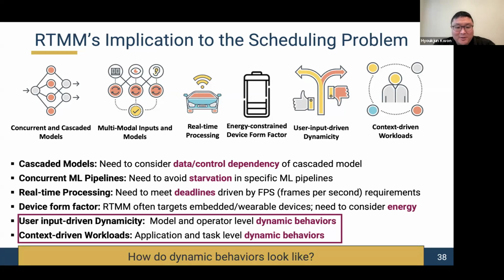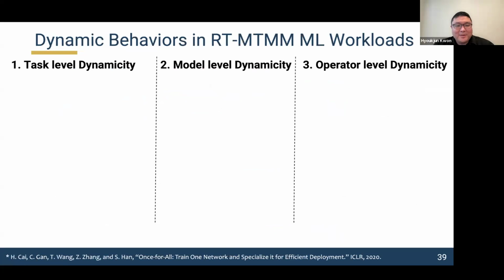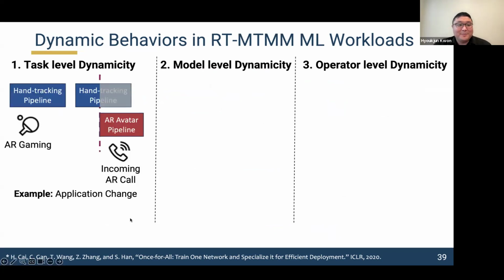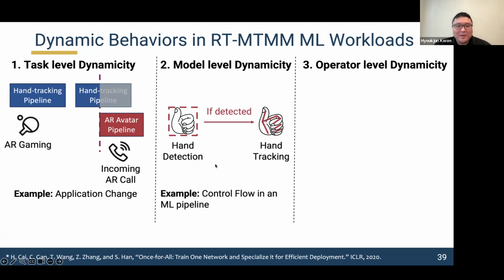Then, how does the dynamic behavior look like? We can categorize the dynamic behavior into three different categories based on their granularity. Task level. When a user is playing an AR game, but suddenly receives an incoming AR call, then the entire workload usage scenario itself needs to be switched to the AR calling. So this is an example of application change.